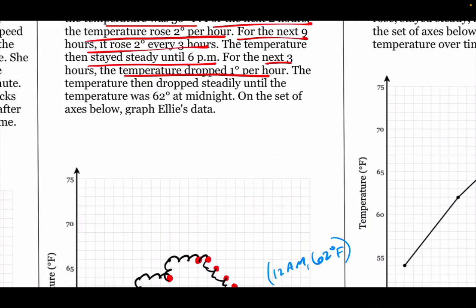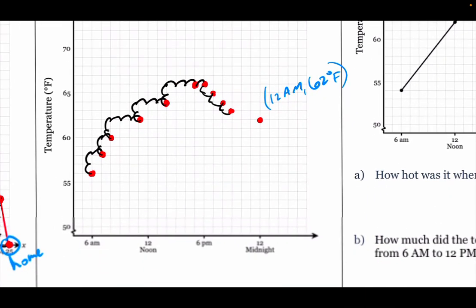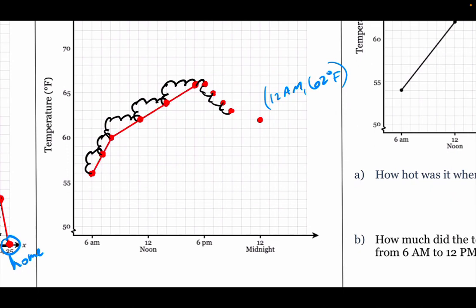And that was the last thing that we got to do for this graph. So now the last thing, connect the dots.